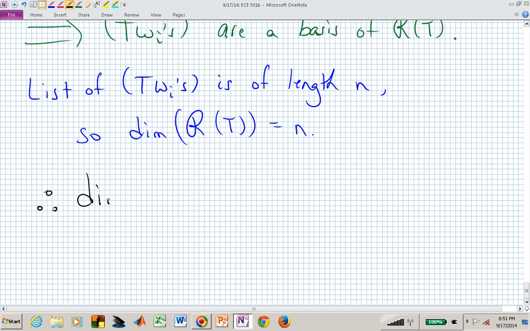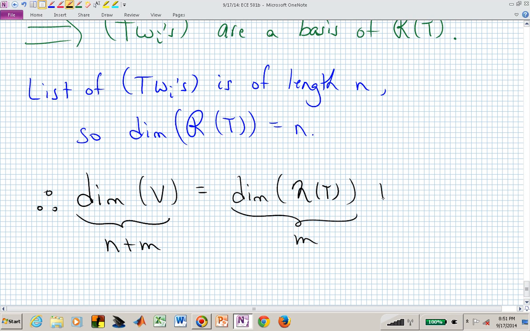Therefore, we can now say that the dimension of our domain V, which we built up to be of dimension n plus m, is equal to the dimension of the null space of our linear map T, which was m, plus the dimension of the range of T, which was n. And that now proves theorem 3.4.